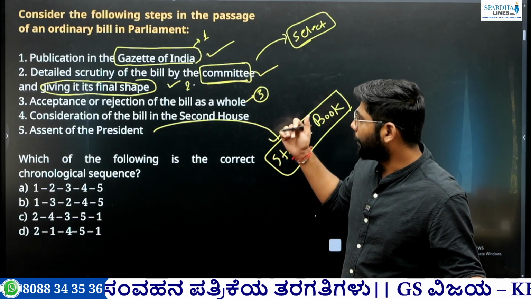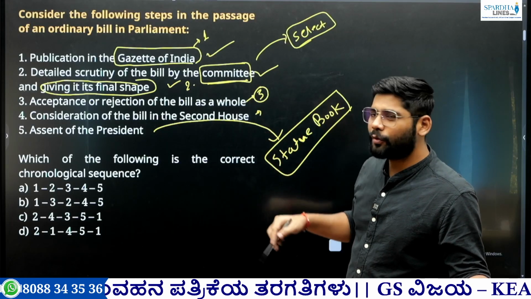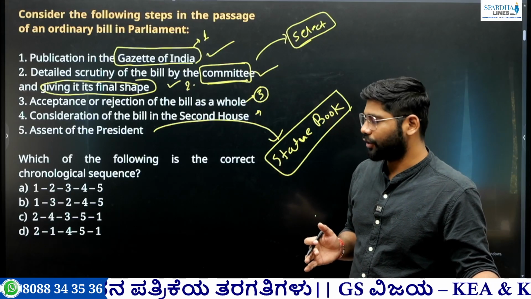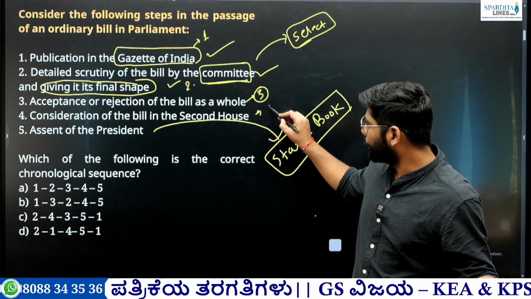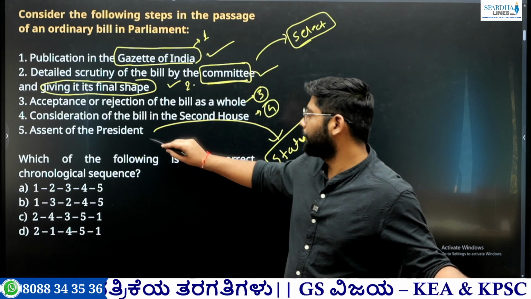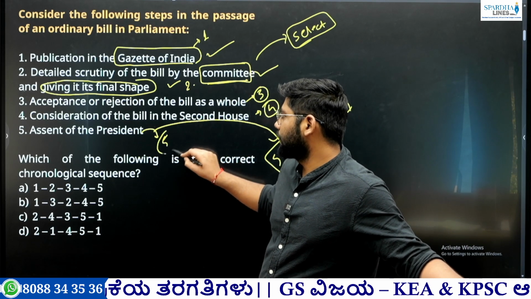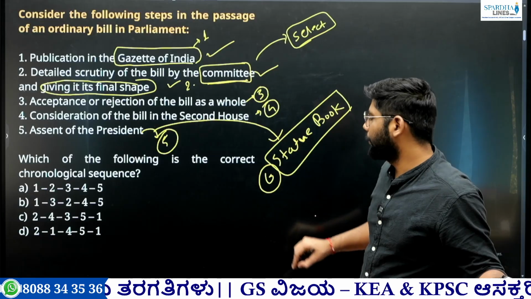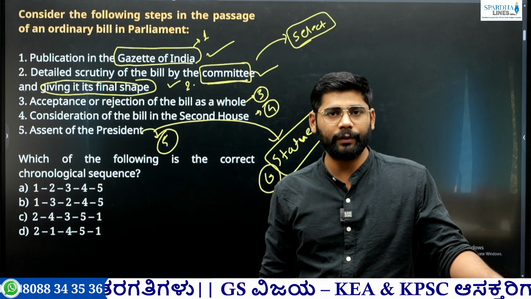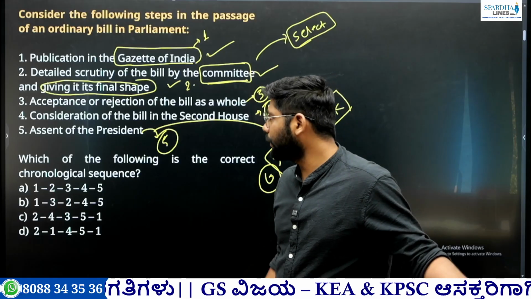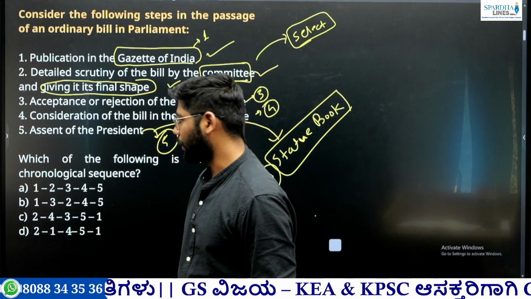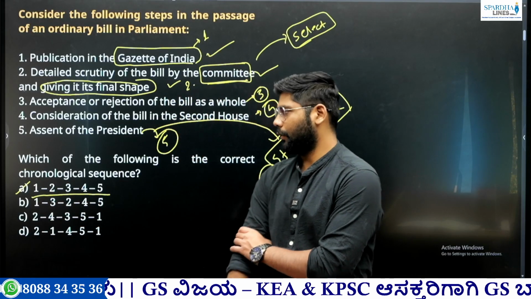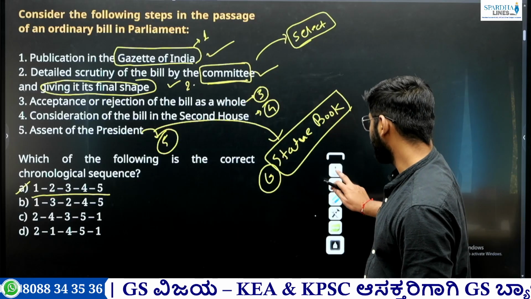Then if one house decides to accept the bill, it will be transferred to the other house. That becomes the fourth stage. And finally, this is the fifth stage, the assent of the President. And if it had been there, the sixth stage would be the publication in the statute book of India. So these are already in chronological order, and the correct answer is A. 1, 2, 3, 4, 5 are correct here. Okay, so we'll move to the next question.